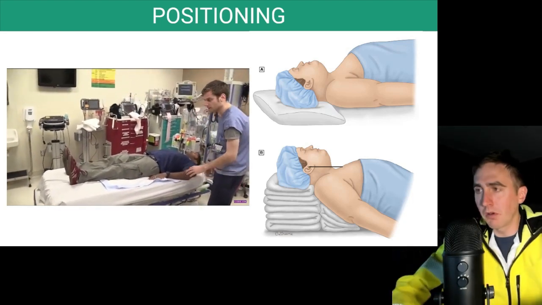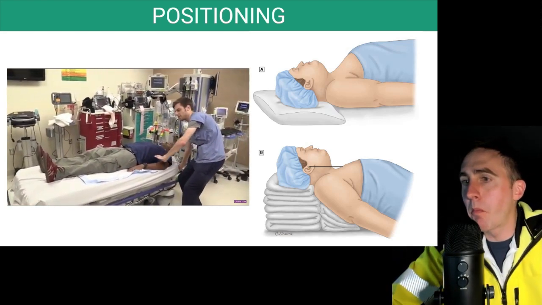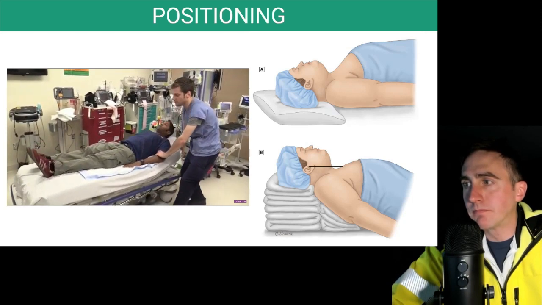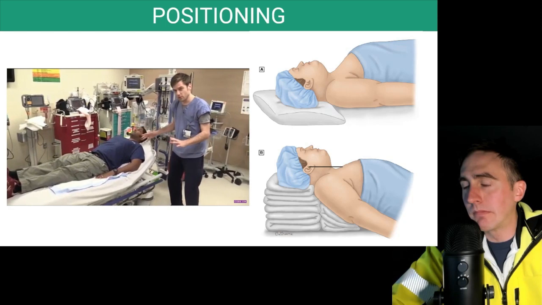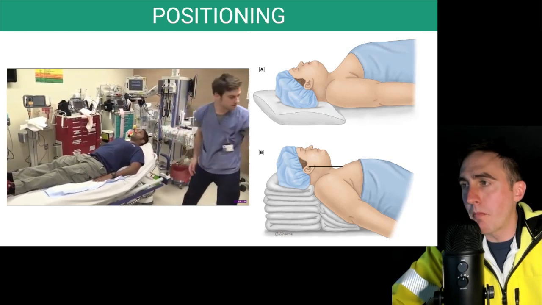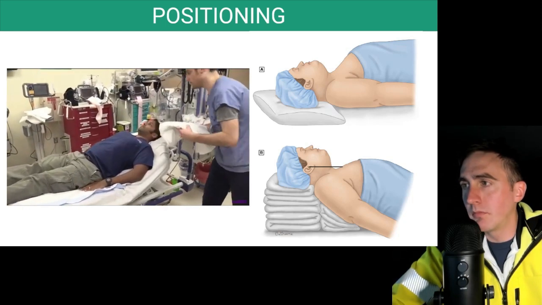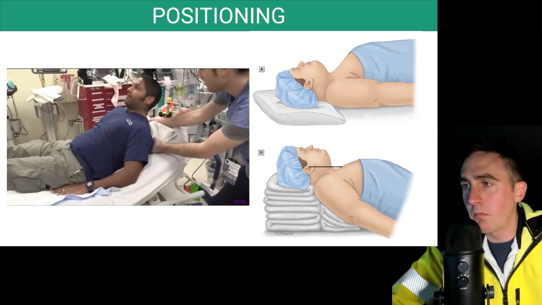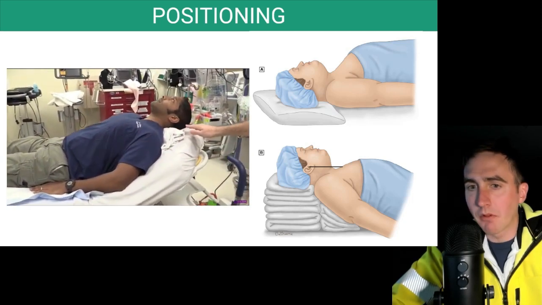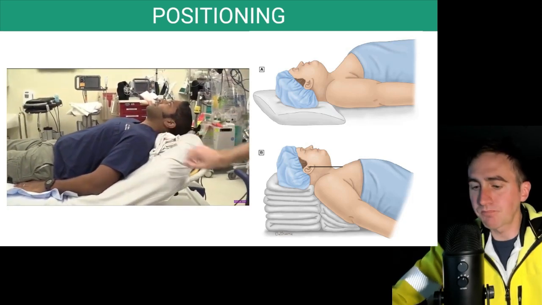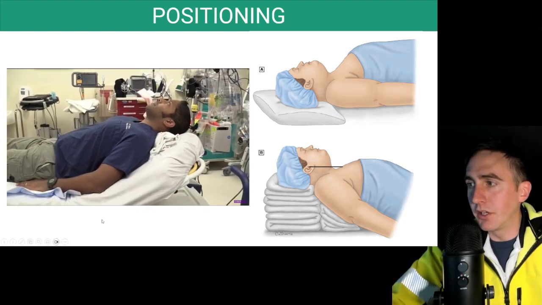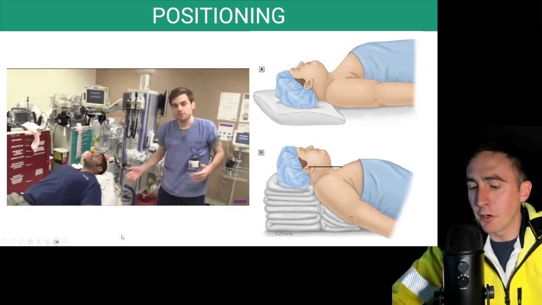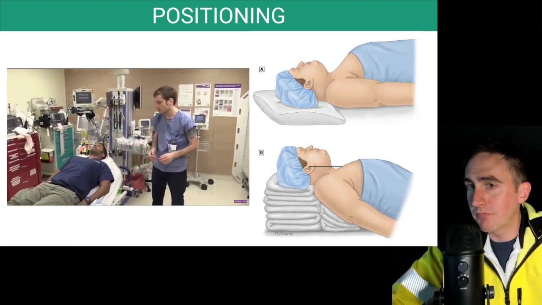Once they're in Trendelenburg, you leave them in this position, but then raise the head of the bed to at least 30 degrees. Finally, if you need to, you can get that ear to sternal notch by putting a blanket or towel or something like that right behind the shoulders to really get that alignment you want. And we could use our CPR pillow. Takes 15 to 20 seconds.